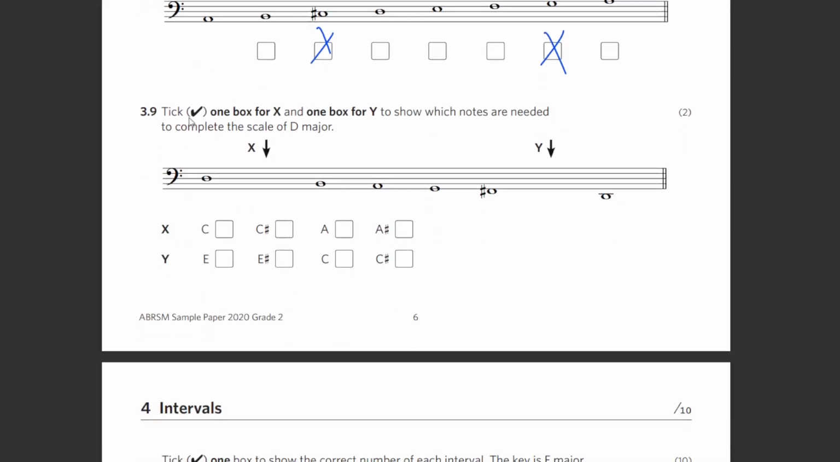Okay, next, 3.9. You need to tick one box for X and one box for Y to show which notes are needed to complete D major. So this is D major descending. D major has F sharp and C sharp as the key signature. So when I'm going down it is D, C sharp, B, A, G, F sharp, E, D. So I need C sharp at X and I need E at Y.